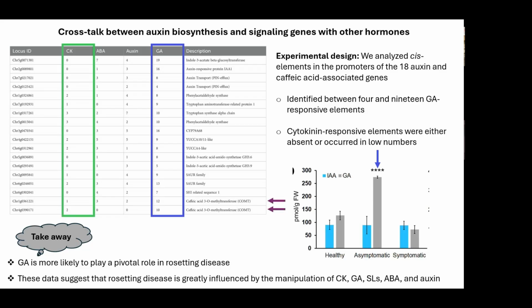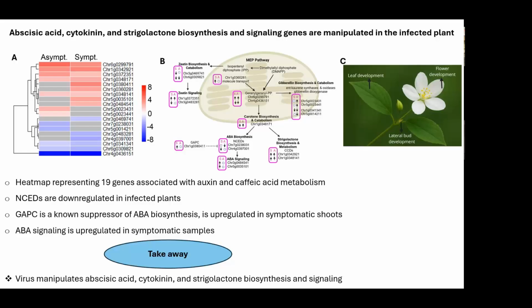So when you look at the caffeic acid levels here, and the two genes which are involved in caffeic acid production, as you can see here, the number of GA cis elements in the promoter region is 12 and 10, that is high.